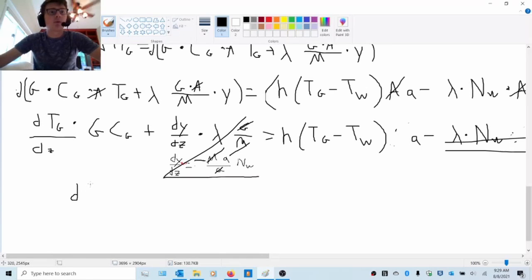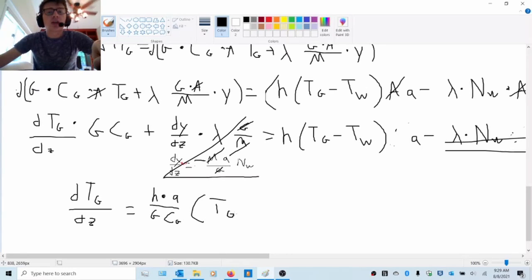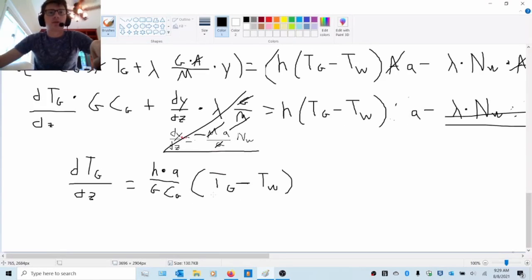So now we'll isolate what we're looking for, the change in temperature over the change in height. So the change in temperature over the change in height is going to equal the heat transfer coefficient times the specific area over the gas flow rate times the specific enthalpy of the gas. And then that's going to be multiplied by the temperature difference between the gas and the water.